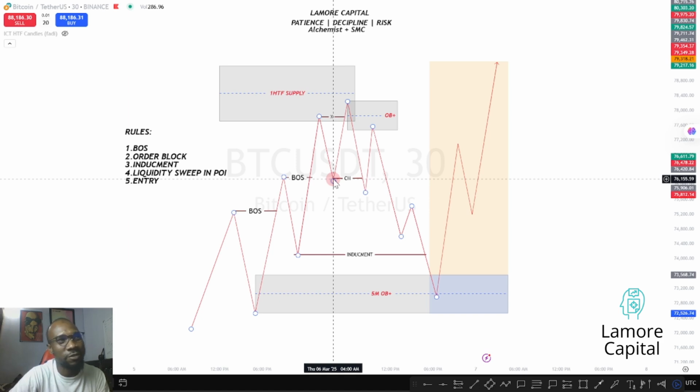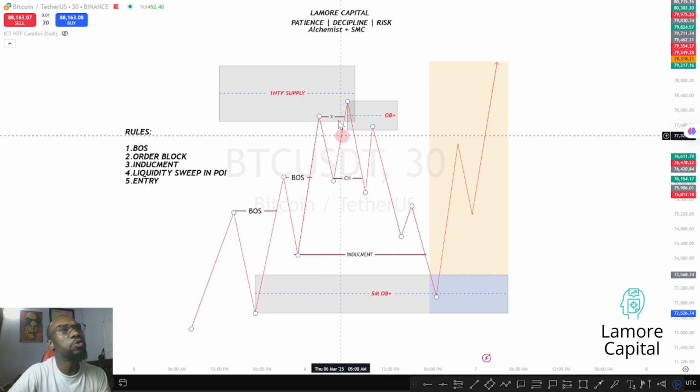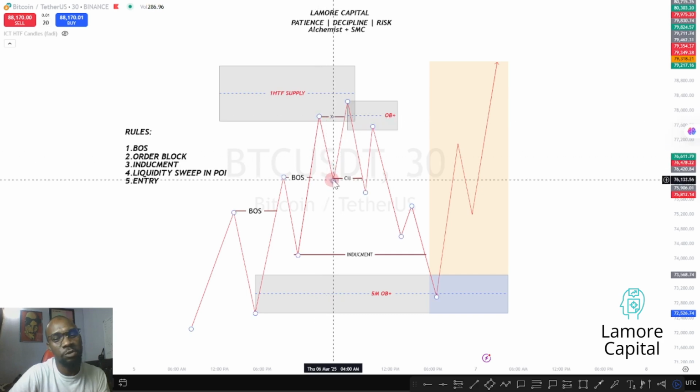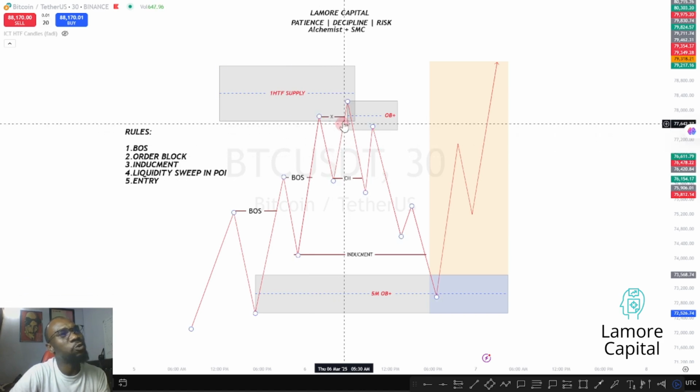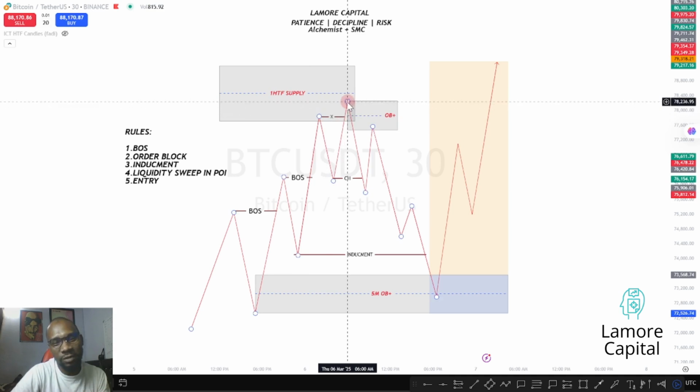And the moment you sell, you're also going to get a fake reaction that would take you out of the point of interest. But with the experience you would have gotten around SMC, if you follow your rules very well, you would know that this is a fake reaction bringing you out of the point of interest, and the market will still come back again, take out all these early sellers. That is what I mean by liquidity sweep inside my point of interest.